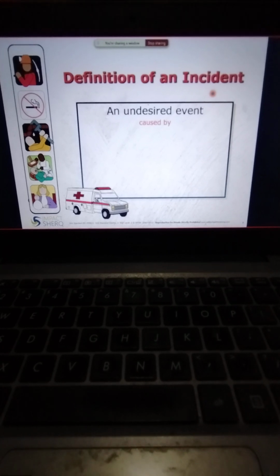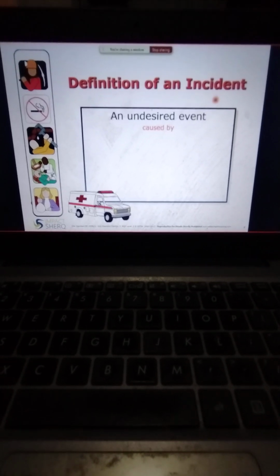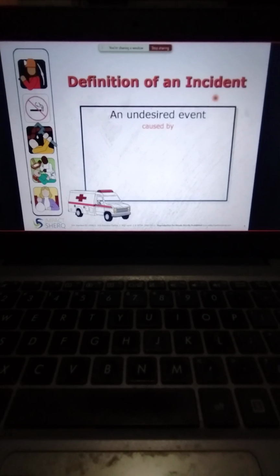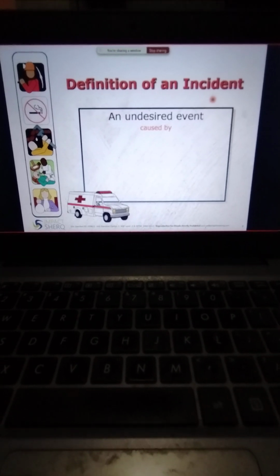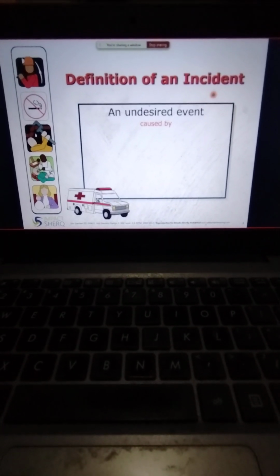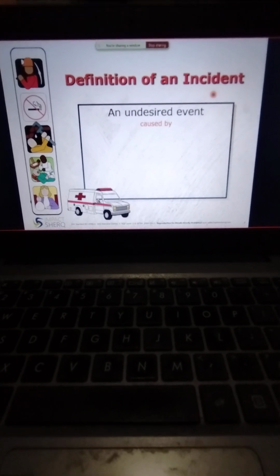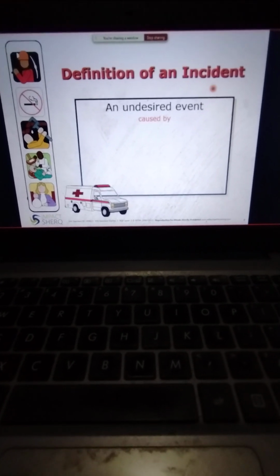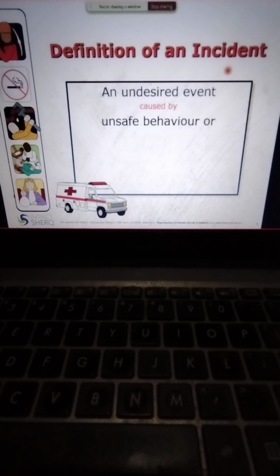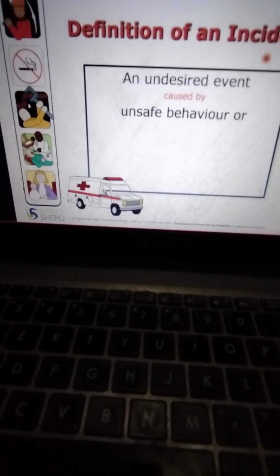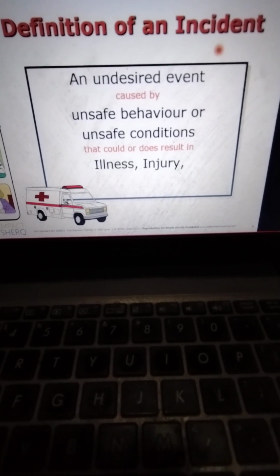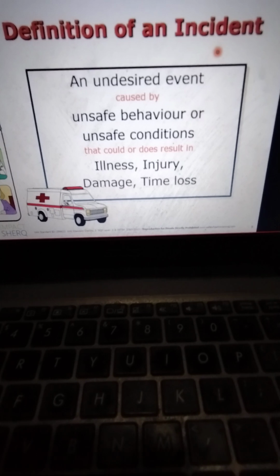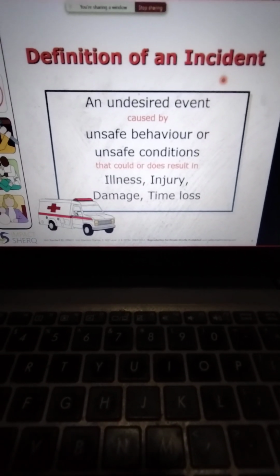Now, the idea of health and safety is to come up with systems to reduce and avoid incidents at the workplace. Now, what is an incident, so that we understand it correctly, so that when we now avoid it and we now deal with it, we know what we're talking about. An incident, by definition, as you can see here, is an undesired event caused by an unsafe behavior or an unsafe condition which could lead or which can result in illness, injury, damage, or loss.